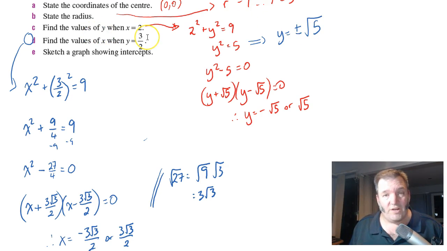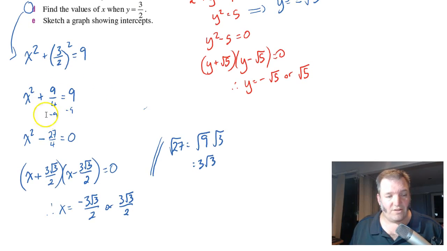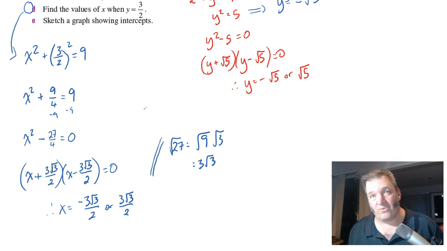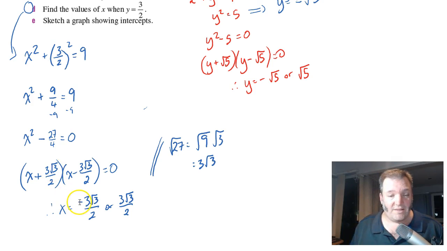Find the values of x when y equals 3 over 2. That was a bit nasty of them, but easy enough. Replace y with 3 over 2, square it, subtract: x squared equals 27 over 4. Favourite rule in maths, square root of 27. Remember, root 27 would be root 9 times root 3, so it'd be 3 root 3. So that's how I got negative 3 root 3 over 2, or 3 root 3 over 2.